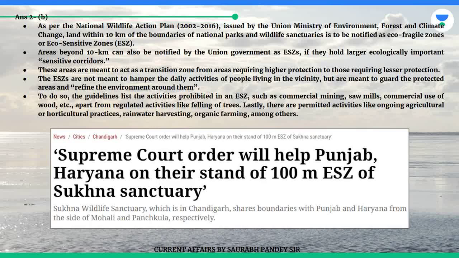The ESZs are not meant to hamper the daily activities of people living in the vicinity, but are meant to guard the protected areas and refine the environment around them. To do so, the guidelines list the activities prohibited in an ESZ, such as commercial mining, sawmills, commercial use of wood, etc., apart from regulated activities like felling of trees. Lastly, there are permitted activities like ongoing agricultural or horticultural practices, rainwater harvesting, organic farming, among others.